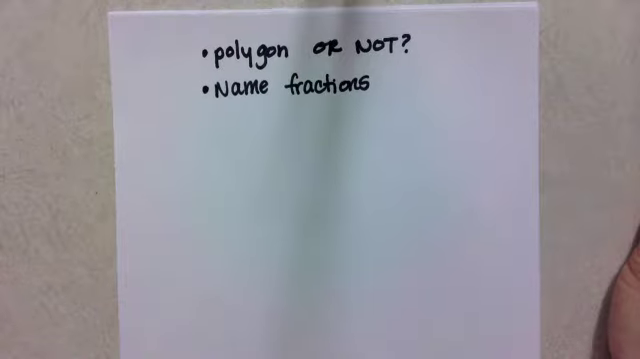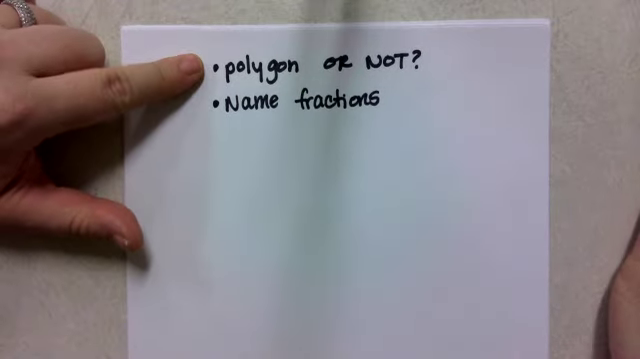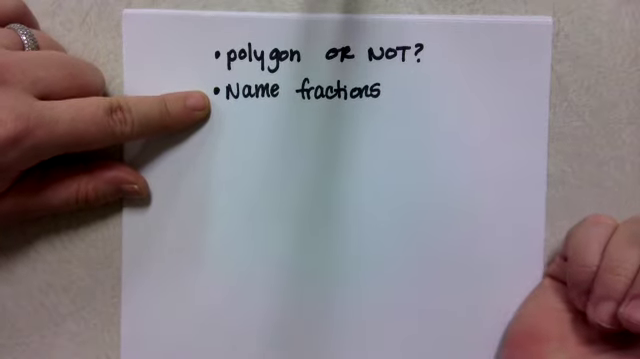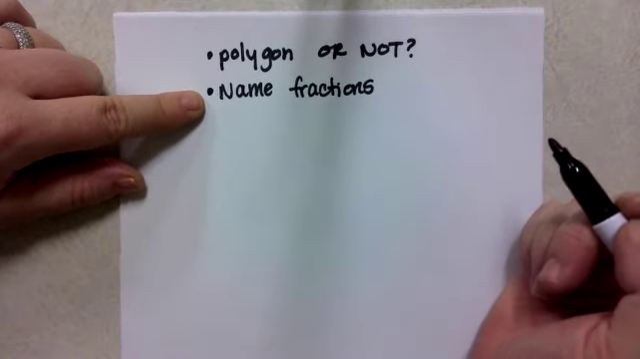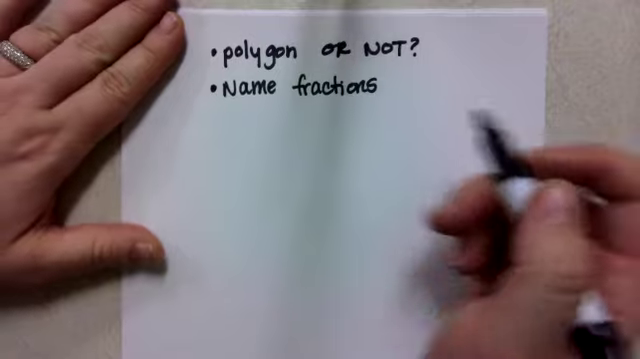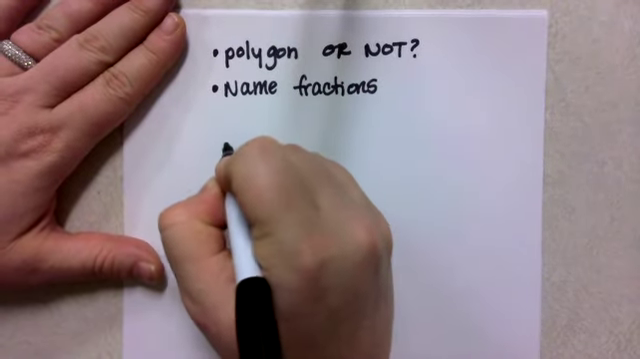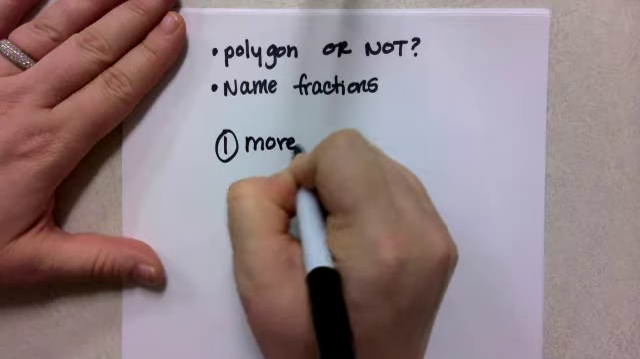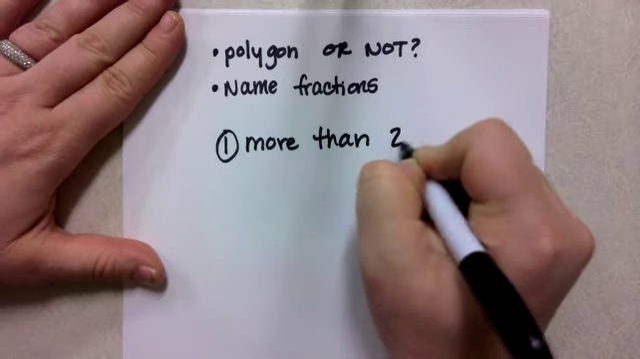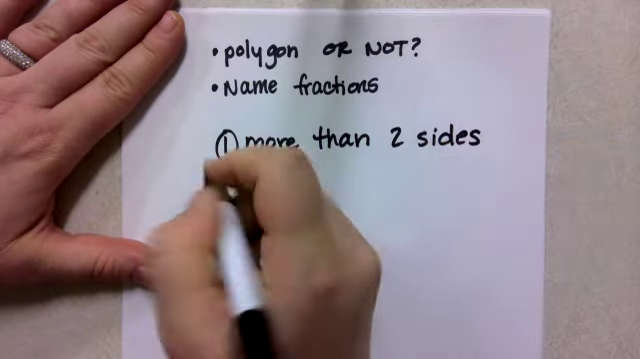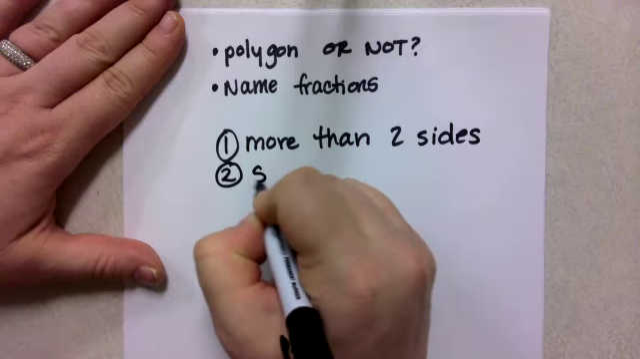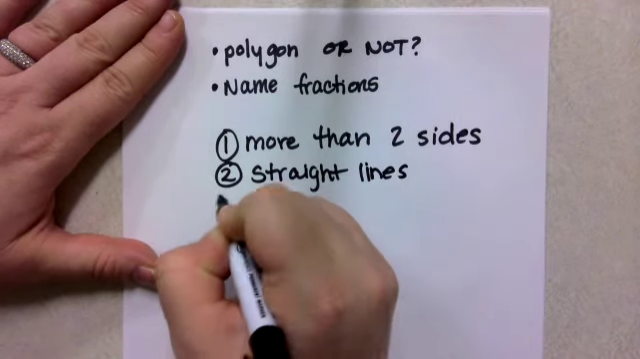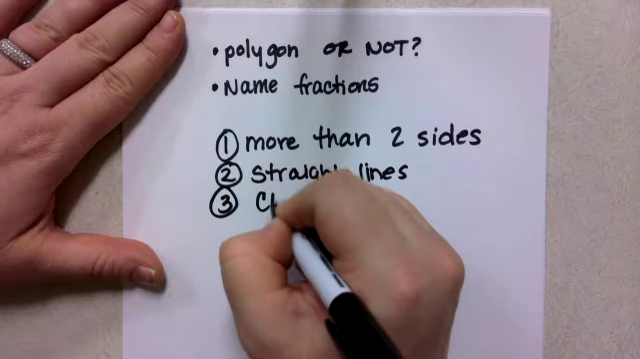For today's third grade small group, you are going to focus on playing a game called Polygon or Not and naming fractions. To review with students first, and it's always helpful to have a visual, so writing this down to review with them, what are the three rules for a shape to be a polygon? One, it has to have more than two sides, so three or more. It needs to be made up of straight line segments, and it has to be closed.